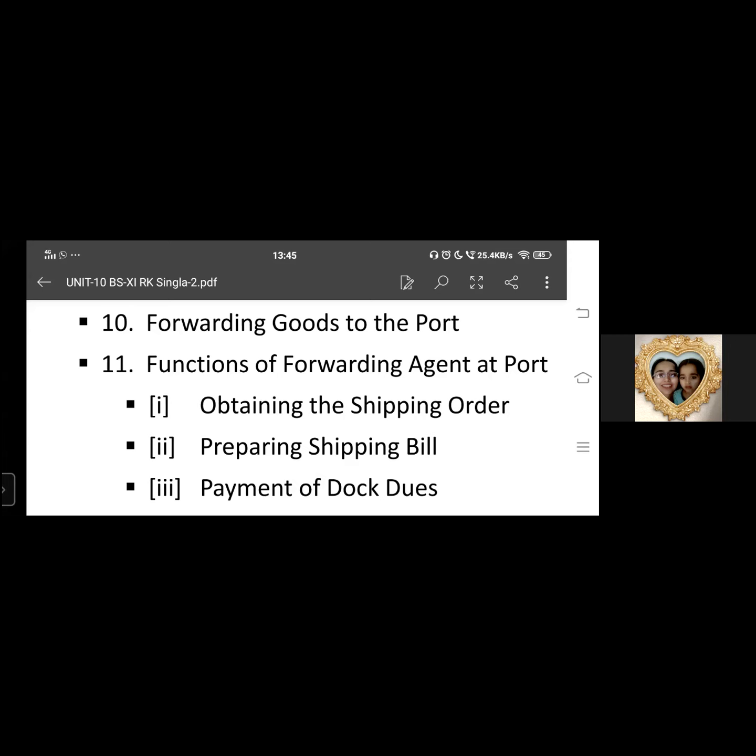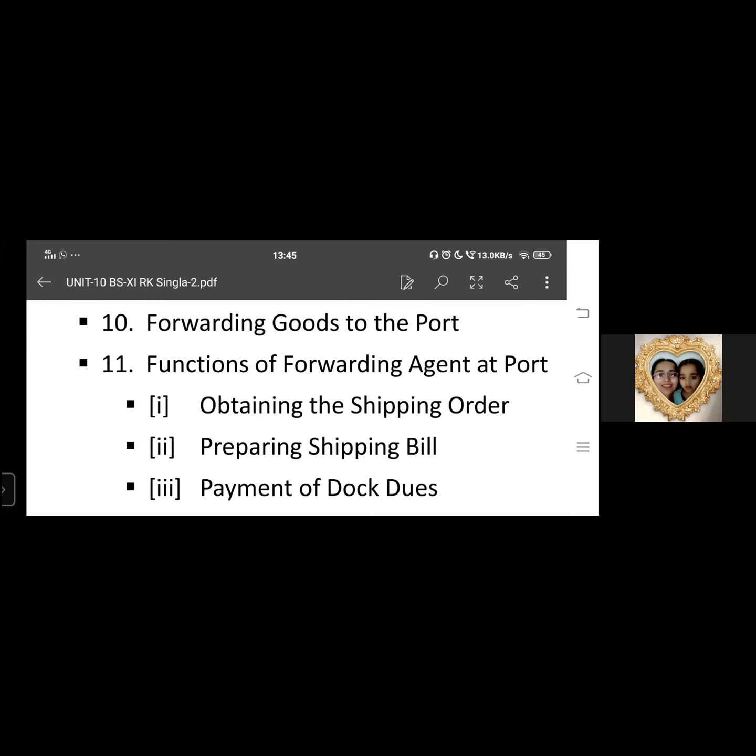So forwarding agent has to perform some functions. First is obtaining the shipping order. After the arrival of the goods at the port, the forwarding agent talks to a shipping company so that the shipping company reserves some safe place for the goods. After this agreement, shipping company issues the shipping order. So in the shipping order, the captain of the ship is instructed to load the goods on the ship mentioned in the shipping order.